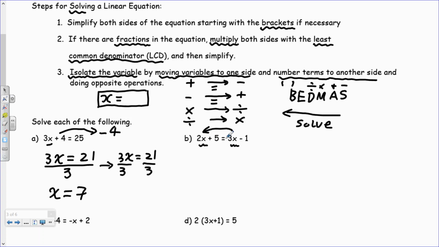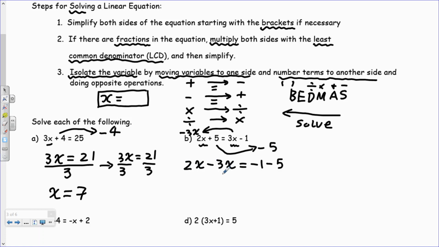So 3x, no plus minus, by default is plus. So you move it to the other side, plus becomes minus. So it's minus 3x. Then plus 5, we move it to the other side, plus becomes minus 5. Then I will rewrite this equation. So 2x minus 3x equals -1 minus 5.